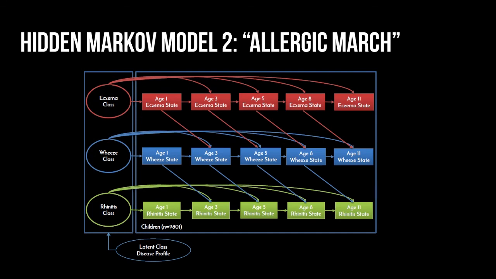In a second model, we explicitly assumed the allergic transition of symptoms that's generally hypothesized. So if you have eczema at age 2, wheeze at age 5, let's say, that's conditioned by your eczema state at the previous time. And that also conditions whether you have hay fever at the subsequent time point. But also, it's conditioned by what happens at the previous time point, symptom or disease. And this, again, is governed by some latent class or disease profile. Assign each child to their class with the highest posterior probability.